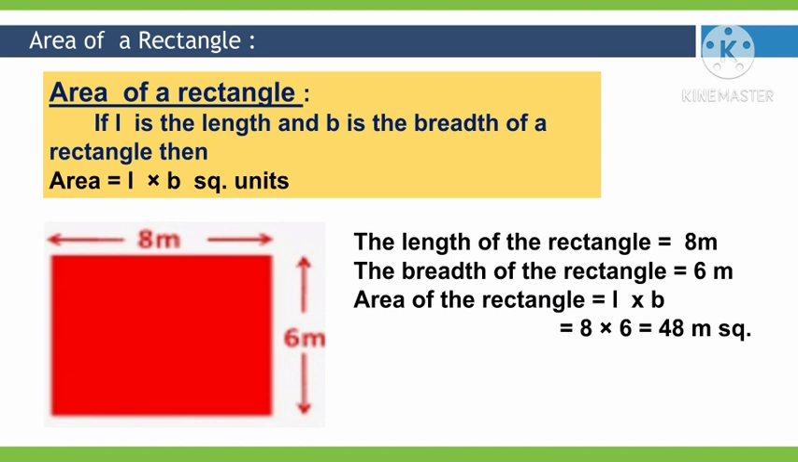The two lengths are equal and the two breadths are equal. So it's very easy. In order to find the area of the rectangle, you have to multiply the length and the breadth. Look at the example given here.